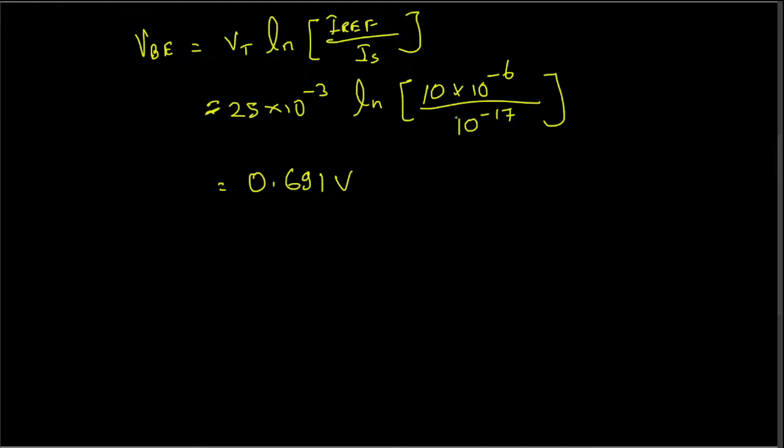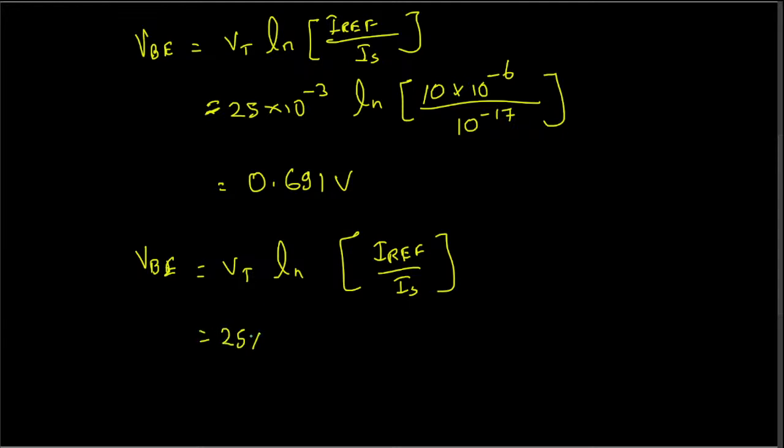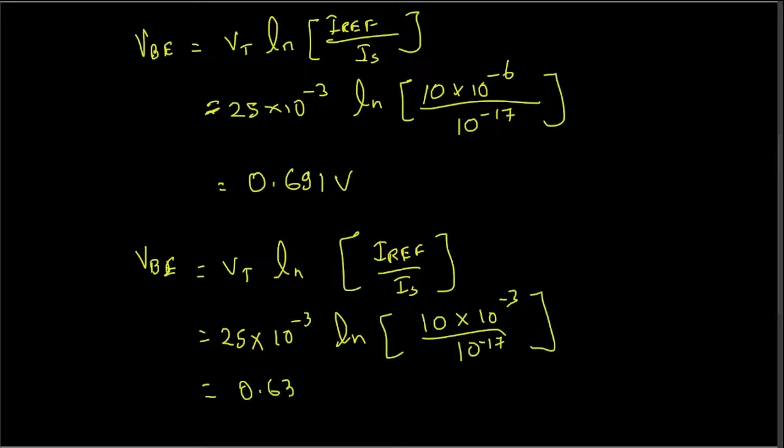This is when I reference is 10 microampere, and we also have another situation, when I reference is 10 milliampere. We can use the same equation, VT ln I reference over IS, where VT is 25 times 10 to the power minus 3, and I reference is 10 milliampere, so 10 times 10 to the power minus 3 divided by IS, that is 10 to the power minus 17. If you calculate this, you will end up getting 0.863 volts.